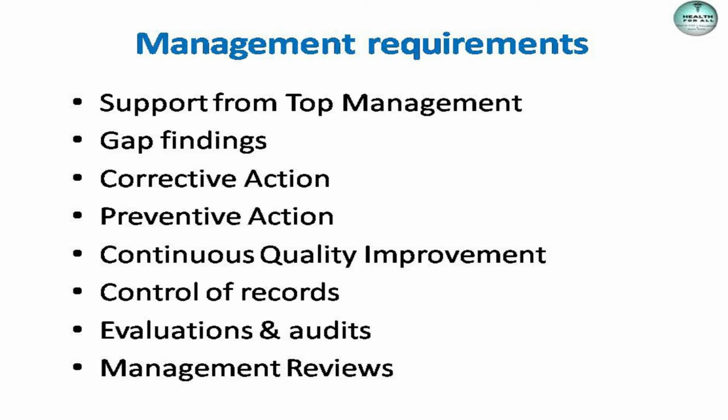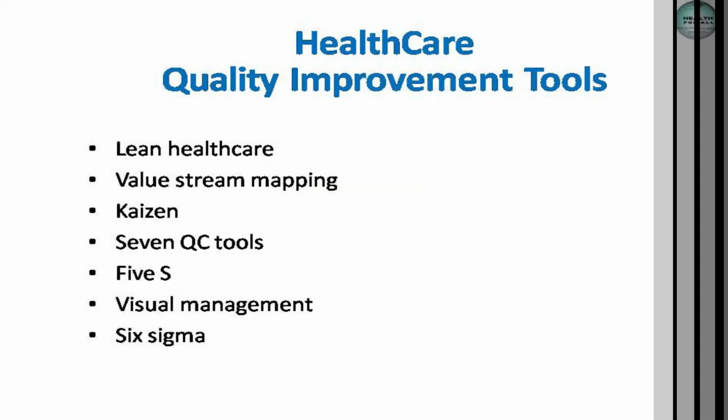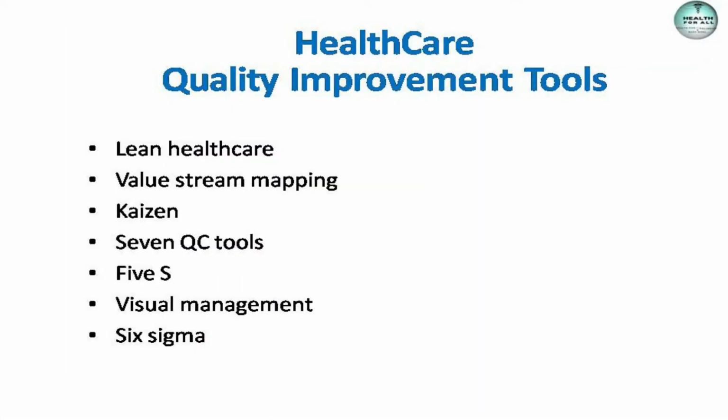You have to do continuous gap findings, corrective and preventive actions, that is CAPA, followed by continuous quality improvement, control of records, evaluations and audits, performing multiple audits, that might be prescription audit, medical audit, death audit, and finally the management reviews. You have to be more conscious towards the management reviews. Now you have improved your inputs, and you have enhanced your process to be more patient-centric.